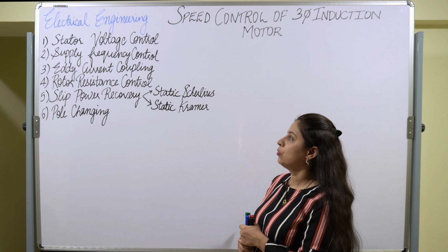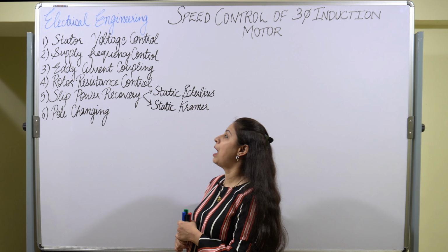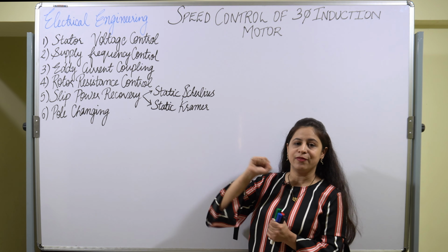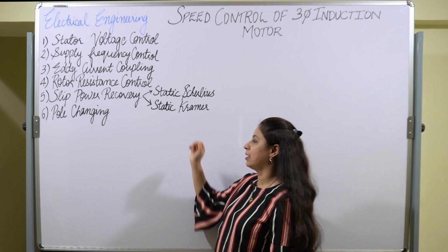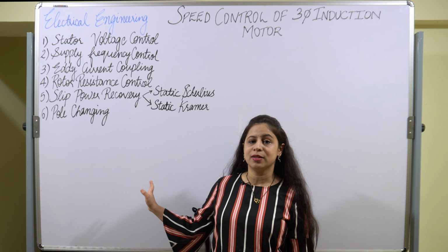Third is the eddy current coupling. Fourth is the rotor resistance control. Fifth is the slip power recovery. In this, two drives come: static Scherbius and static Kramer. And the sixth is the pole changing method. So these are the various methods.